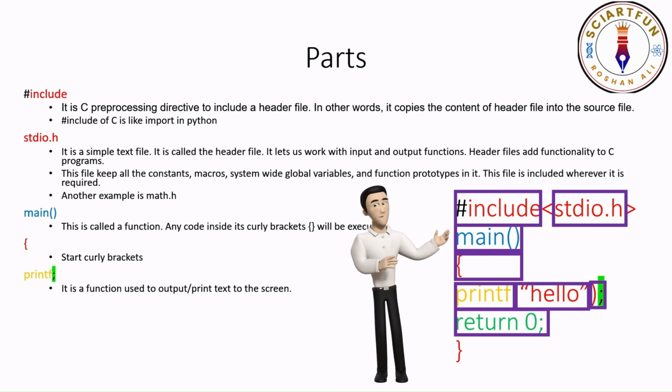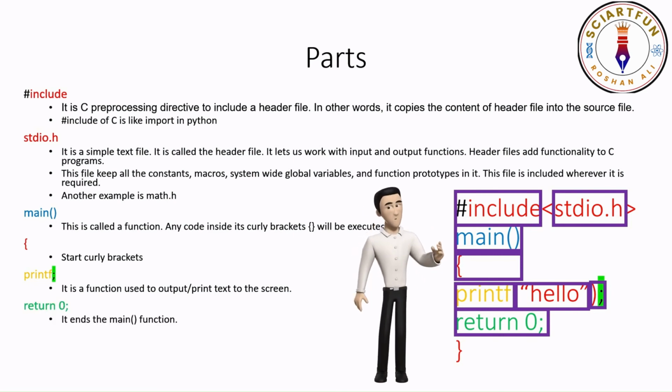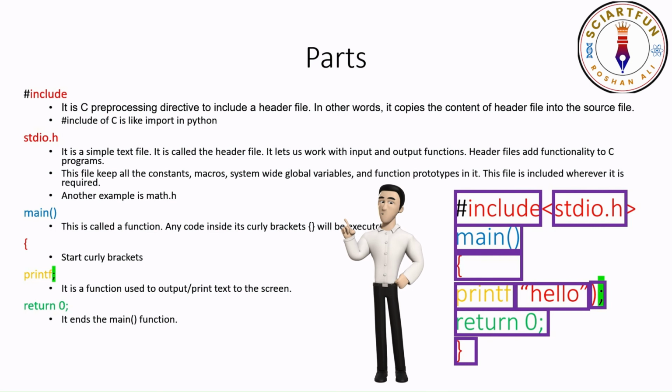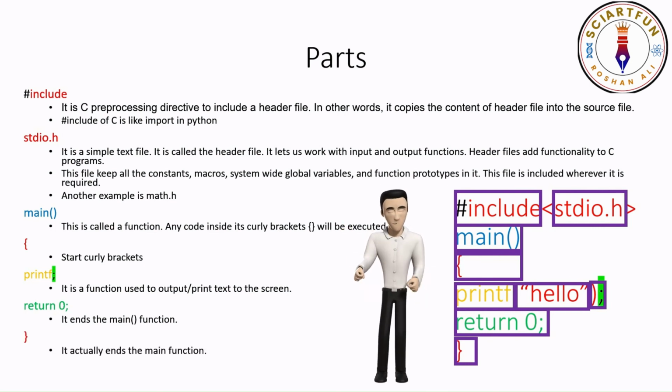Return 0 tells the program to stop here. Nothing is left after this. The last thing is the closing curly bracket. It actually ends the program.